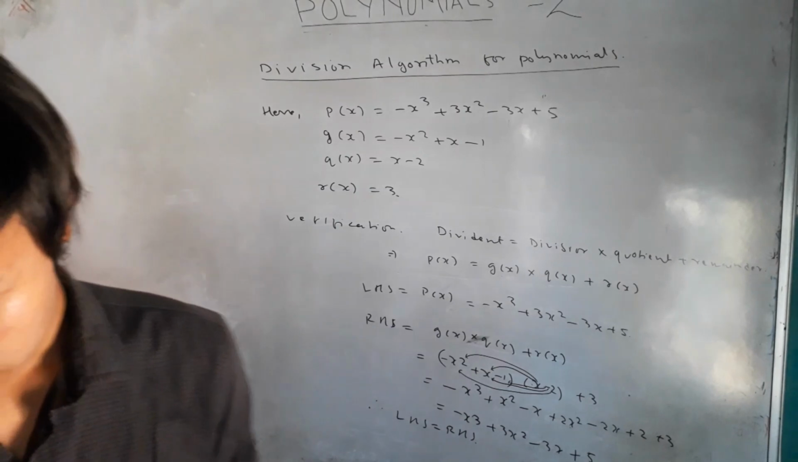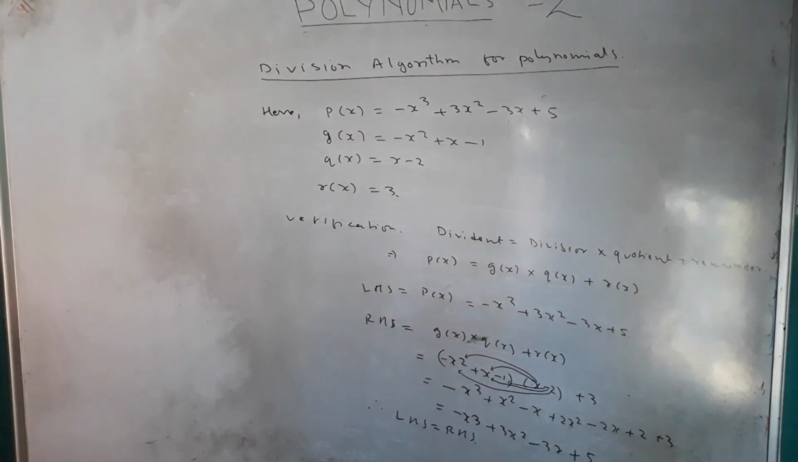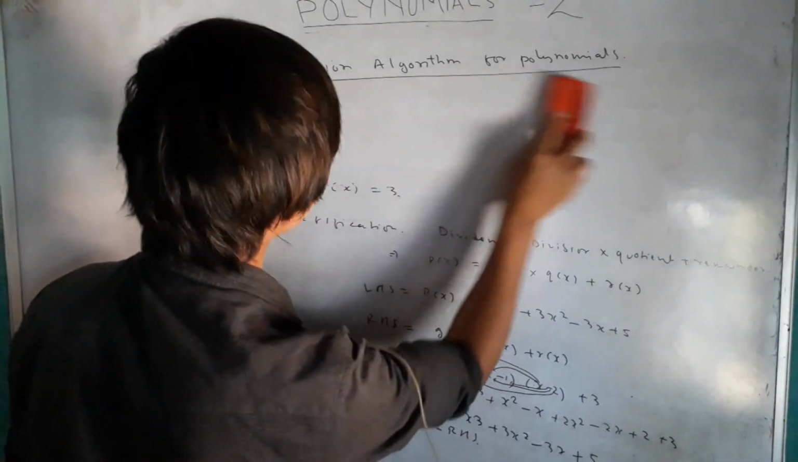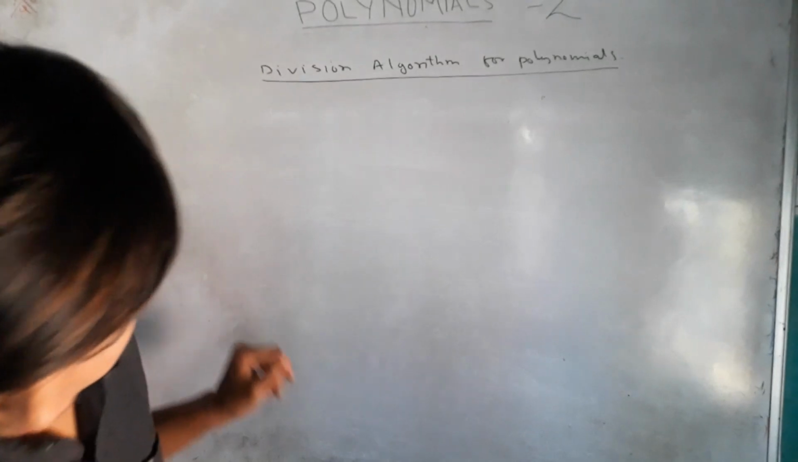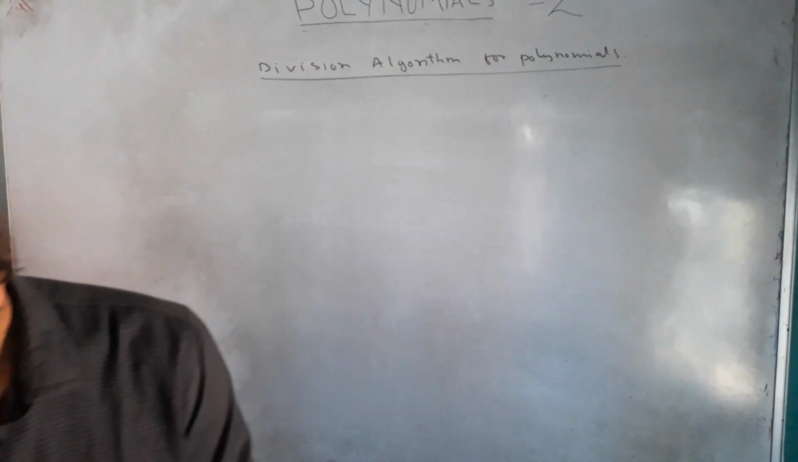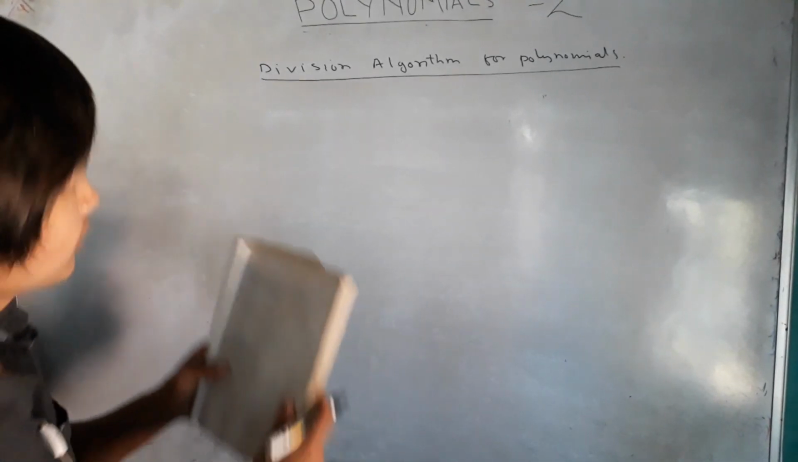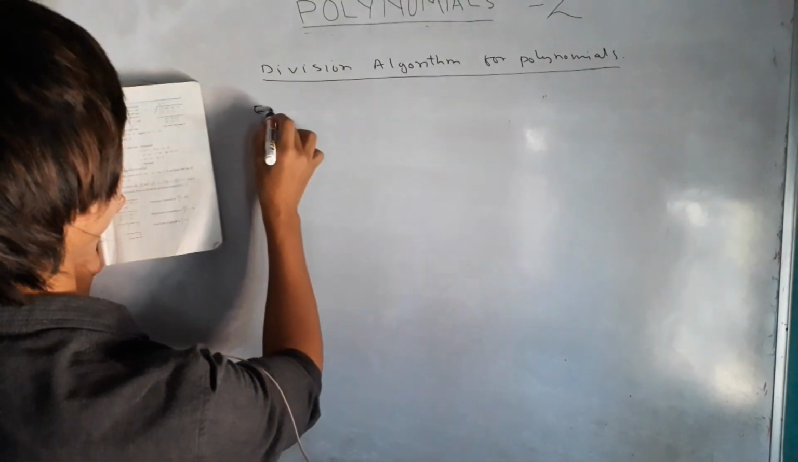This was the other one. Okay, Example 9. What is the question saying? Find the zeros of the given polynomial. Okay, so I'll do Example 9.